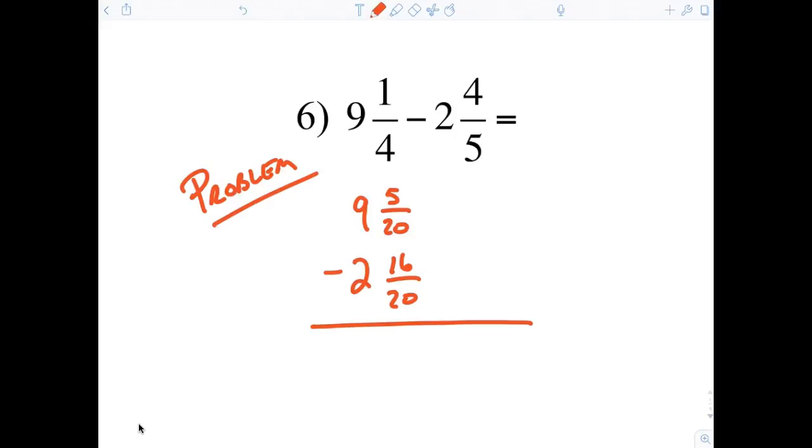Now, this is going way back, so think about it. I have to borrow from the 9. If I borrow from the 9, I cross that out and make it an 8. Now, who remembers what I do with the numerator and denominator? Well, I'm adding 1. So do you remember what I did? Listen to me. It's not a 15. I want everybody to make yourself a note here. What do you do to the 5 and the 20? You add them together. So the 5 becomes 25.